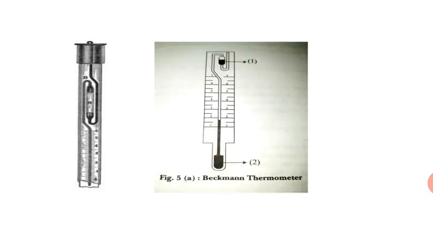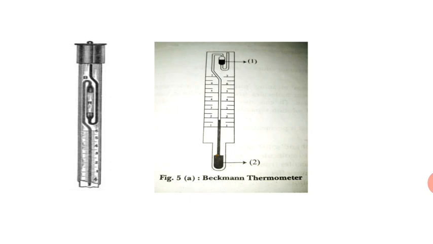This is a picture of the Beckman thermometer. If you see the structure, the entire scale of the Beckman thermometer reads up to 6 Kelvin. In this diagram, the 7 is given, but it is not correct. If you see the left-hand side diagram, it reads only up to 6. This is the actual picture of the Beckman thermometer. So in the Beckman thermometer, the entire scale is up to 6 Kelvin.